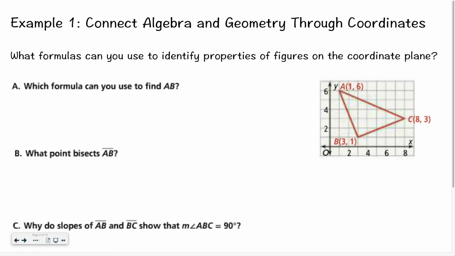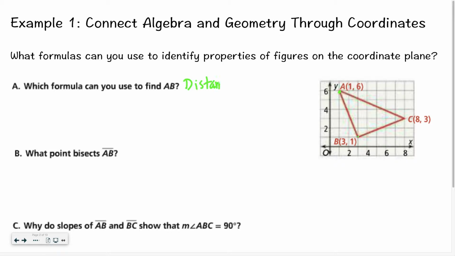So if we look at this first example, we want to connect algebra and geometry through coordinates. So what formulas can we use to identify properties of figures on the coordinate plane? So letter A, which formula can you use to find AB? So if we're thinking about AB, A is right here, B is right here. And if I want to find the distance between them, I'm going to use the distance formula.